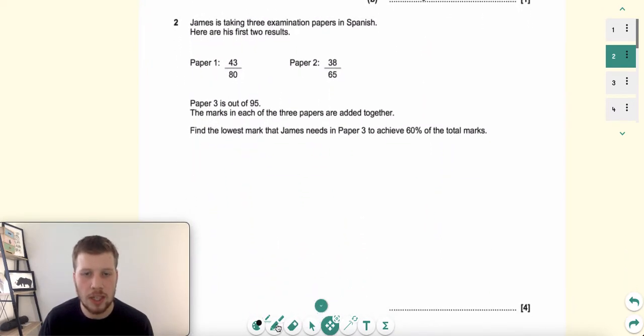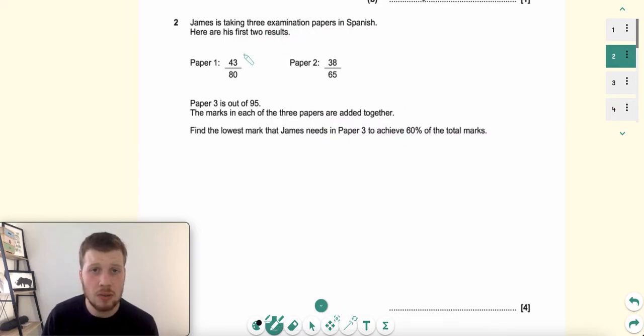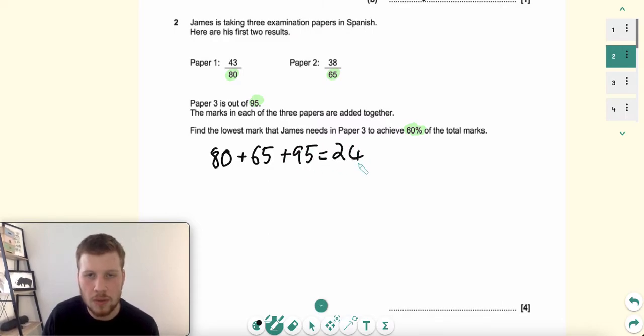The next question, James is looking at examination papers in Spanish, and he's already done 2 papers and he's got these results. We want to know what he needs to do to get 60% of his total marks. So to do that, I need to first of all work out, well, how many is the total marks of 80, 65 and 95, adding them together. Add 65, add 95, which is going to give me 240.